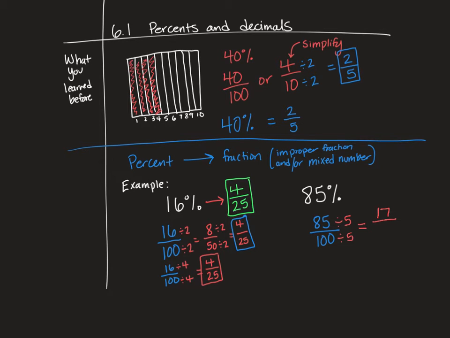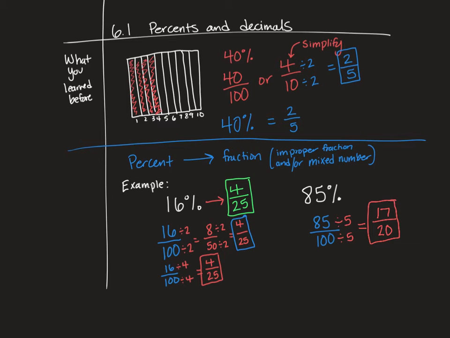Now 100 divided by 5. I know that if I'm thinking of money and I have $100 and I have 5 bills, that's going to be 5 $20 bills. So anytime money can relate to our math, I'm always going to bring up money. So the simplified form is 17 20ths.